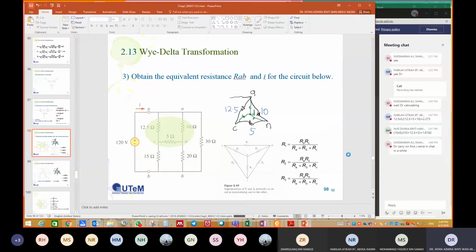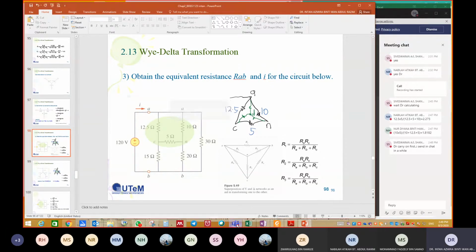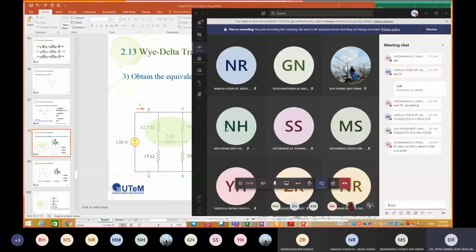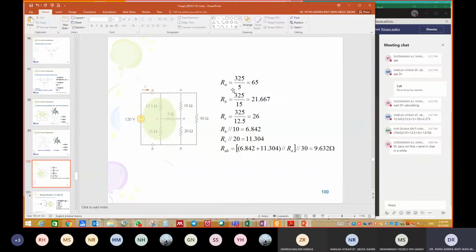Okay, and then calculate current. How to calculate current? I equals to 12.45. How to calculate? We go to the next calculation.